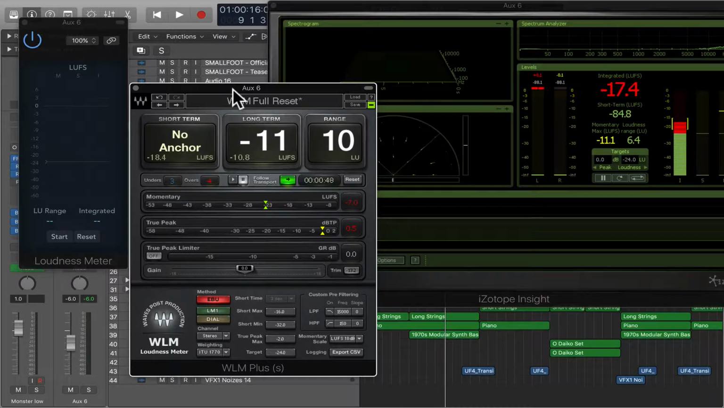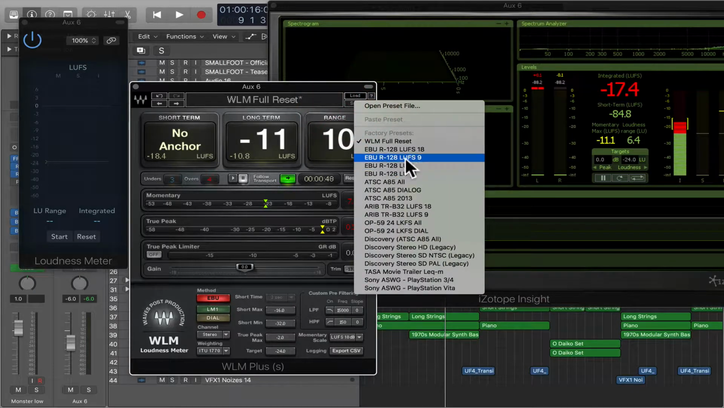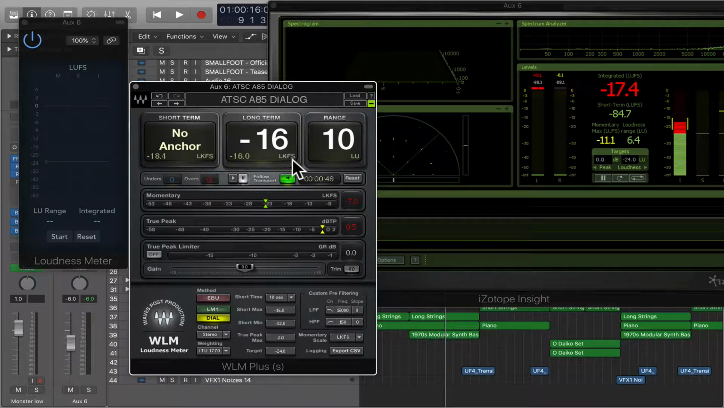But the one thing to remember is the broadcast spec is negative 24 LUFS or LKFS. LUFS and LKFS are basically the same thing. And if you want to go and read all the articles on what the differences are, they're basically the same. Some require LUFS, some require LKFS, and you can find those settings within these different plugins. Like if we go in and we want this to measure dialogue, it's going to switch this to LKFS.